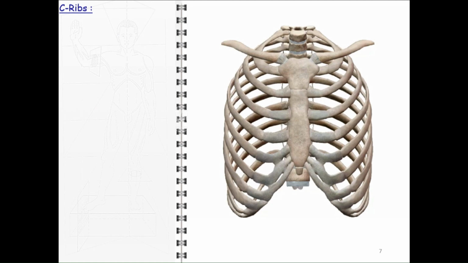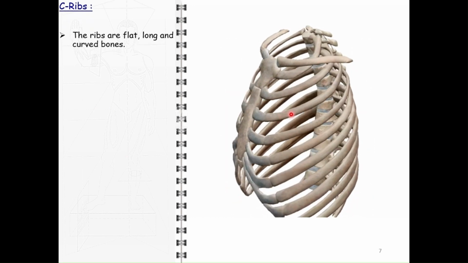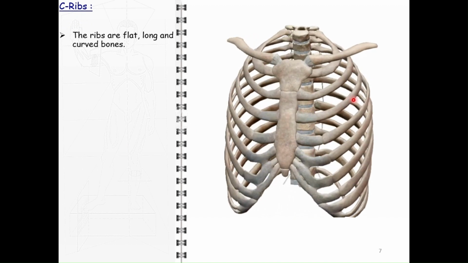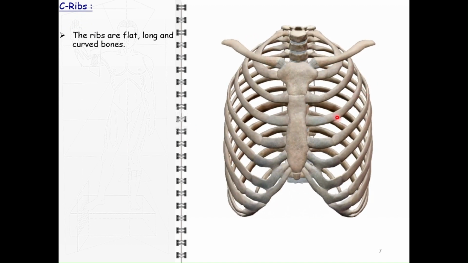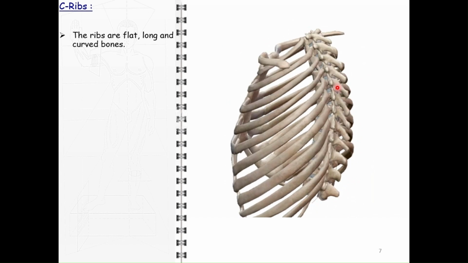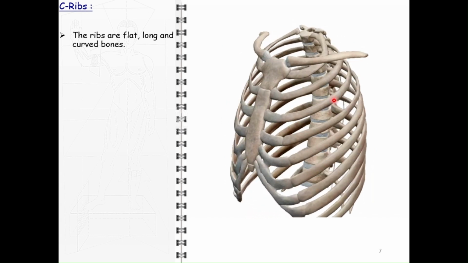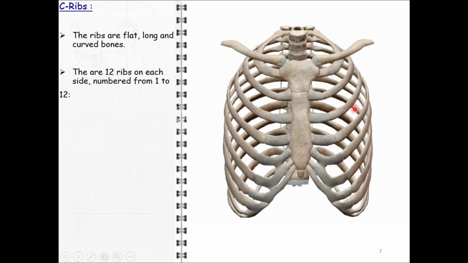Let's detail now the anatomy of the ribs. The ribs are flat, long, and curved bones that delimit the thorax posteriorly and laterally. They articulate with the spine and each extends forward with a costal cartilage. There are 12 ribs on each side, numbered from 1 to 12.